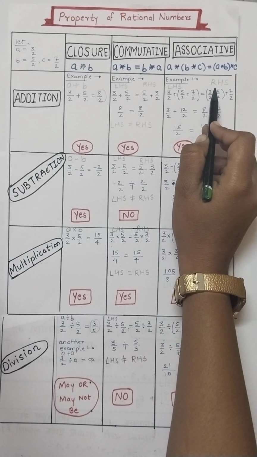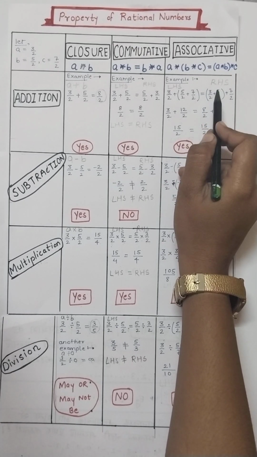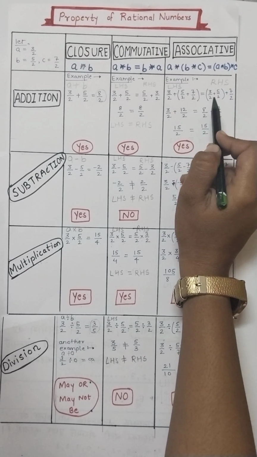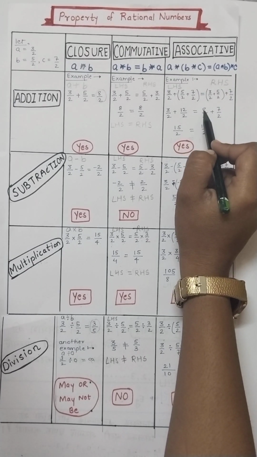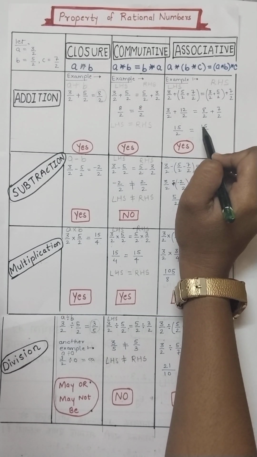Solve similarly for the RHS. Put in the values: in the bracket, 3 by 2 plus the value of b, which is 5 by 2, bracket close, plus the value of c, which is 7 by 2. First we will solve this bracket. We get 8 by 2 plus 7 by 2. When we add these two, we get 15 by 2.